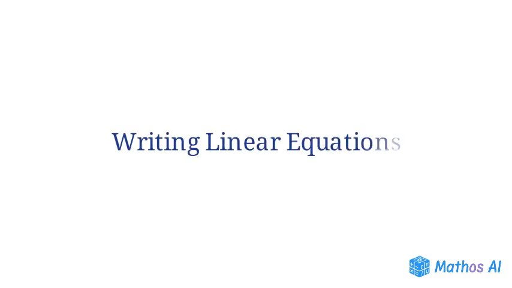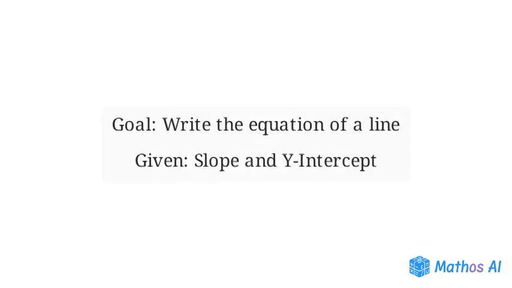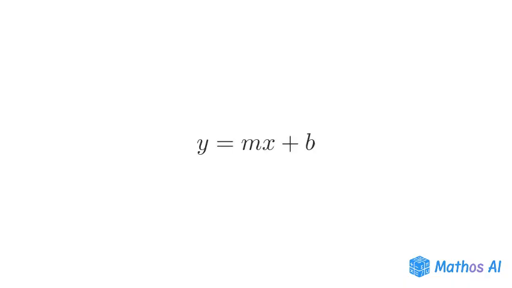Ever wondered how to describe a straight line on a graph? Today, we're diving into the powerful world of linear equations, specifically using the slope-intercept form. By the end, you'll understand how to write the equation of a line when you know its slope and where it crosses the y-axis. Our journey begins with the slope-intercept form, y equals mx plus b.